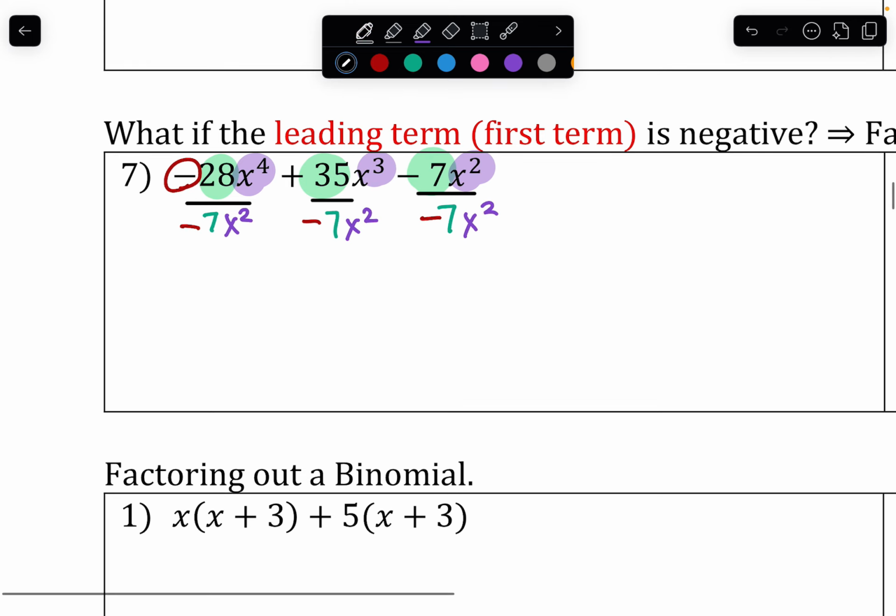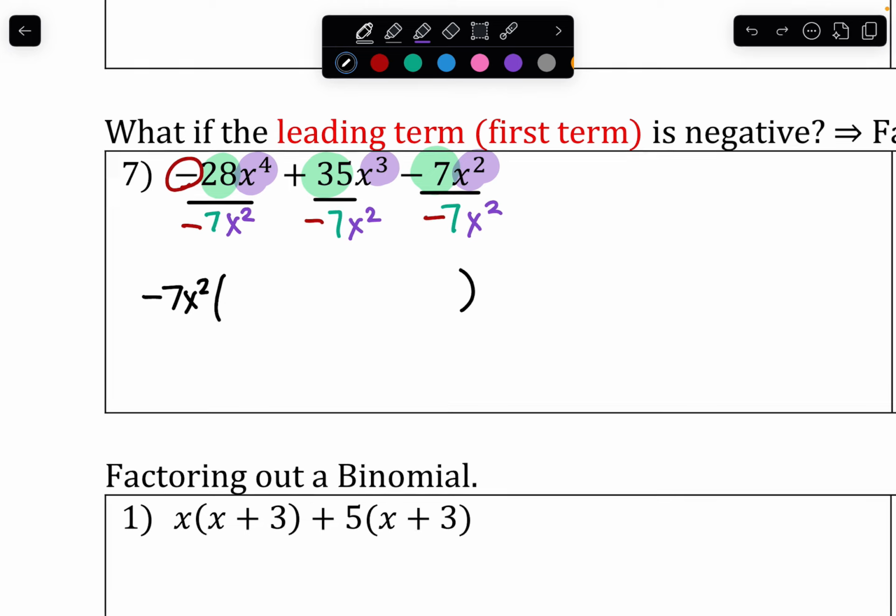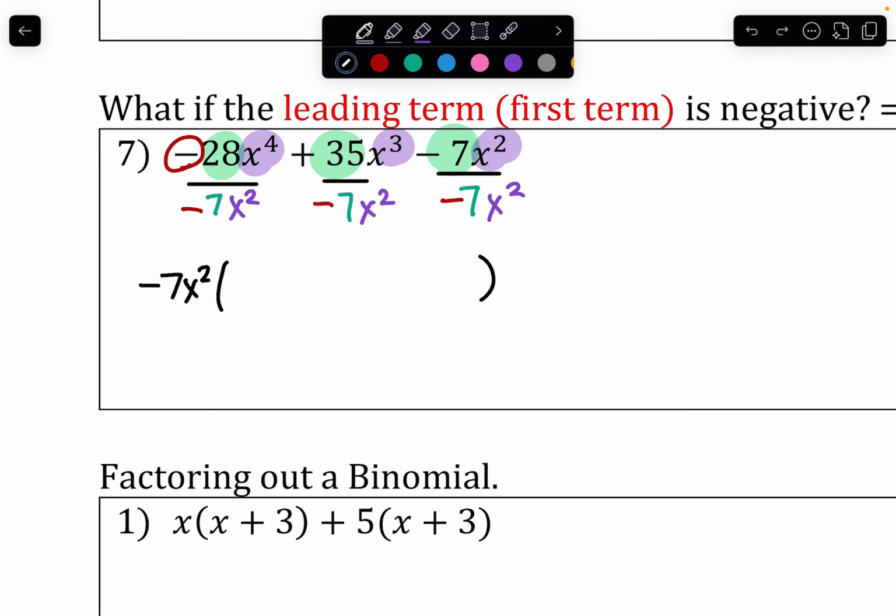And so my GCF here is negative 7x squared. That's going to be outside the parentheses. You don't want a negative here, okay? You don't start your parentheses with a negative. So if you have a negative, you needed to factor it out. Now we can do our division.